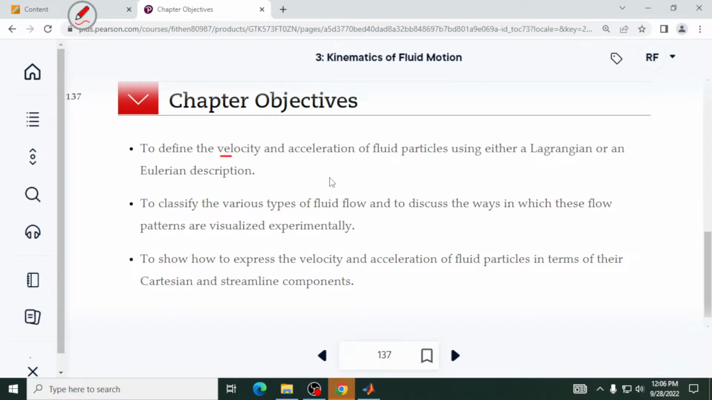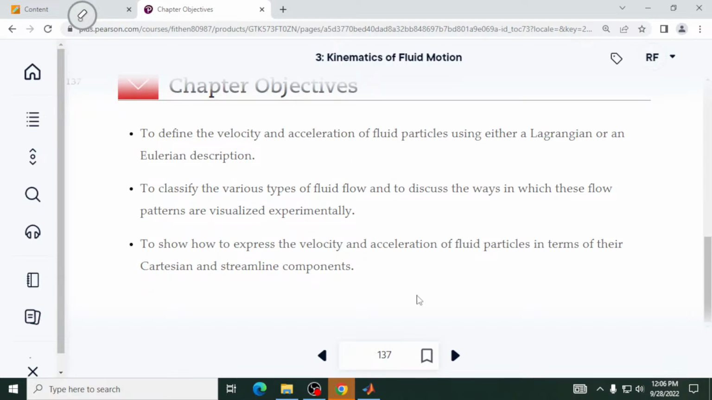He says the chapter objectives are for Lagrangian or Eulerian descriptions. We'll talk about that. Classify the flows and show how to express them in terms of their Cartesian or streamline components. So let's head on.